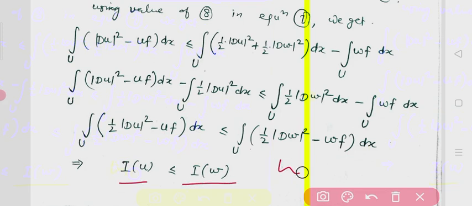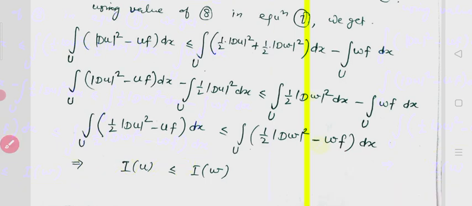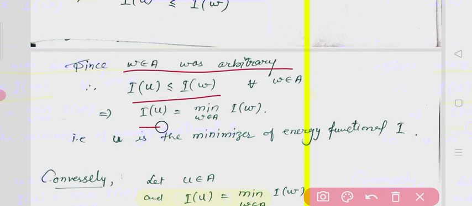But what was w? w belongs to A, it was arbitrary. So that means for all w in A, I of u will be less than or equal to I of w. So we will say that I of u will be the minimizer of the energy functional I, right? So you will get this one. It was arbitrary, so I of u can be written as the minimum of I of w for all w belongs to A. Or we can say that u is the minimizer of the energy functional. Right. So we prove the first part.